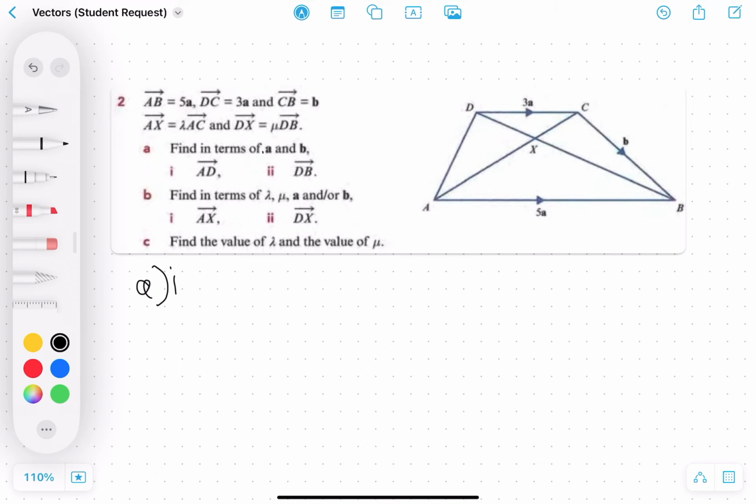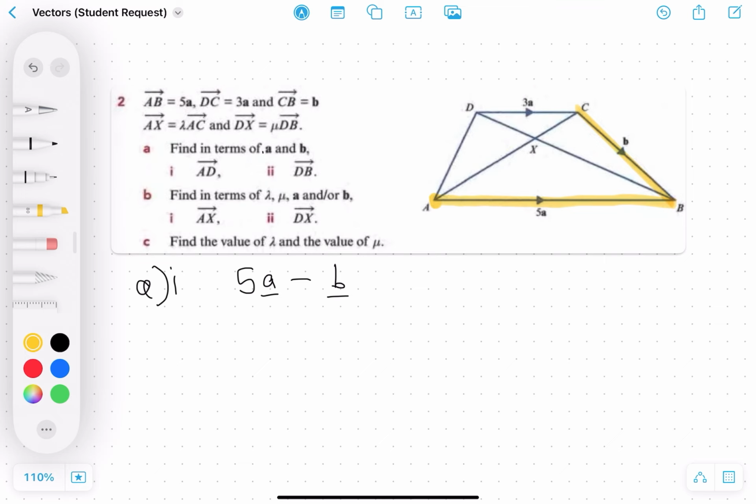To find the vector AD, we take a path that will take us from point A to point D. It doesn't matter which path we take, but it's best to use the vectors that we already know. So we start at point A and take the vector AB, which gives us 5a, and then we add on the vector BC. Now CB is equal to b, and therefore BC, to go in the other direction, is always the negative. So here it's negative b, and we add that to the 5a.